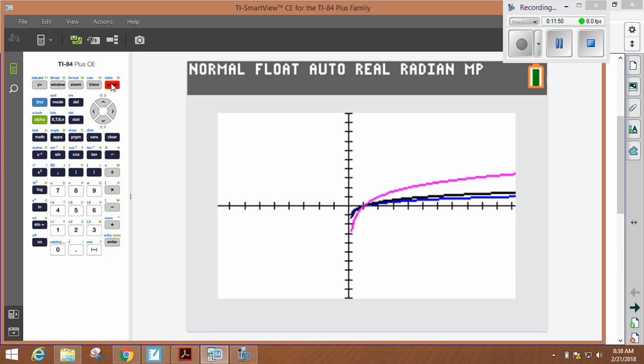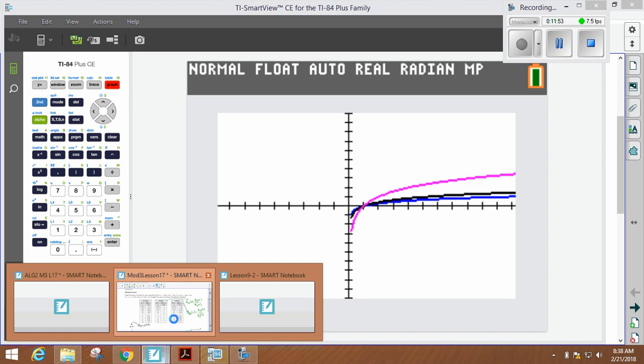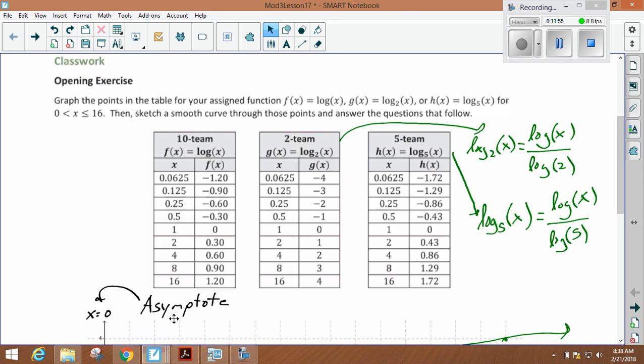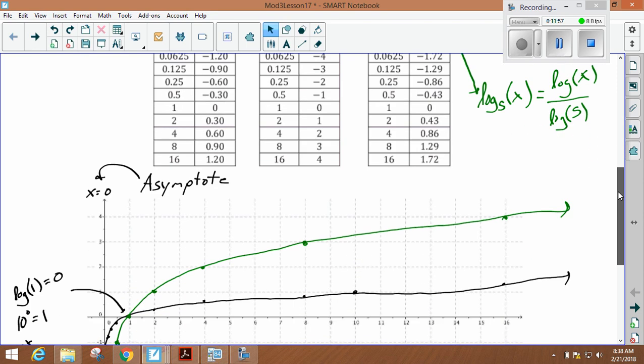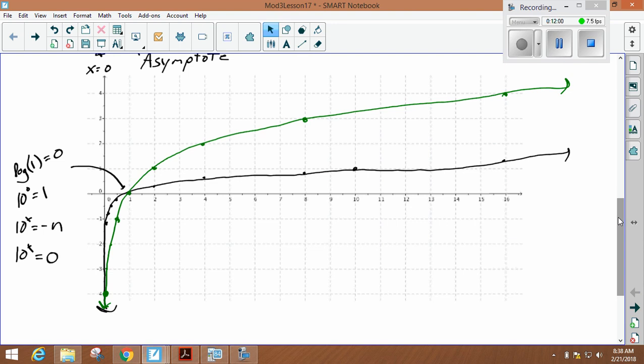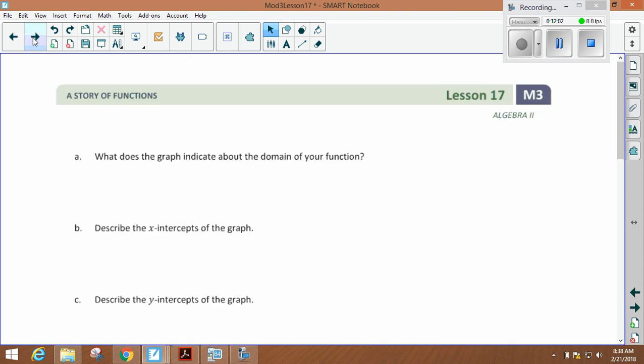All right, well, now that we've graphed them on our calculator, let's answer some fancy questions that Eureka has for us. Yay, fancy questions, Mr. Norman. Okay.